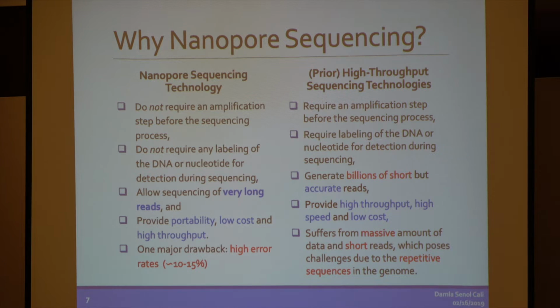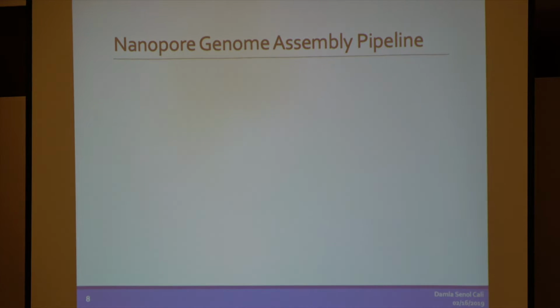But it has one major drawback, which is high error rates, and these error rates can reach 15%. But the problem of high throughput sequencing technology was that it produced a massive amount of short reads, and these short reads pose challenges to further analysis, because we have repetitive sequences in the genome, and a single short read cannot span the entire region, whereas a long read can span it. By covering these repetitive sequences, we can end up with accurate and more complete assemblies. That's why we focus on the genome assembly pipeline in this work.